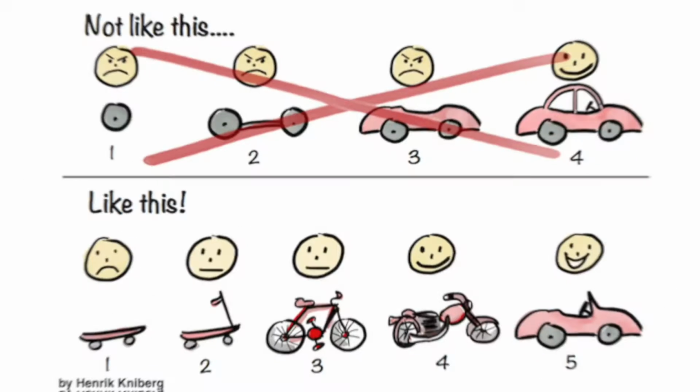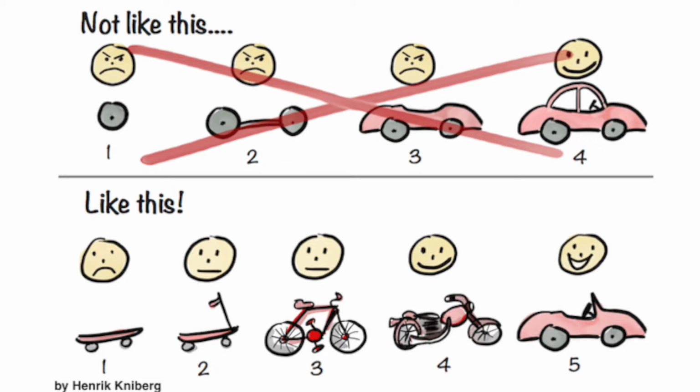An MVP should also be usable, and I really like this drawing here that explains if your end goal is to build a car, you shouldn't start by building a wheel first and then some steering wheel and so on, because just by having a wheel you are not gonna solve the end problem of a person, which is getting from point A to point B.